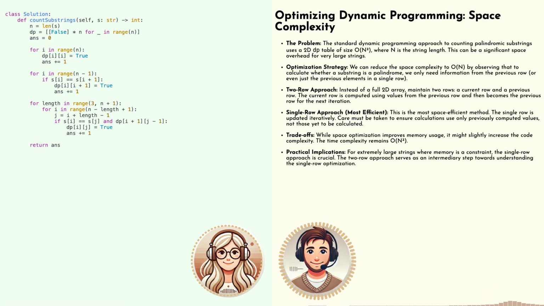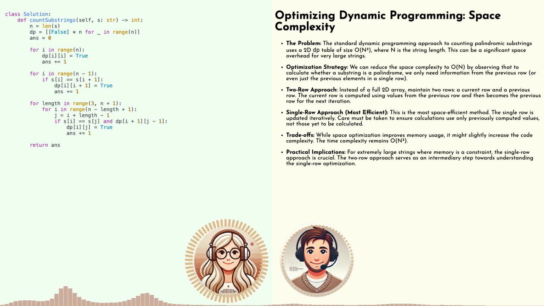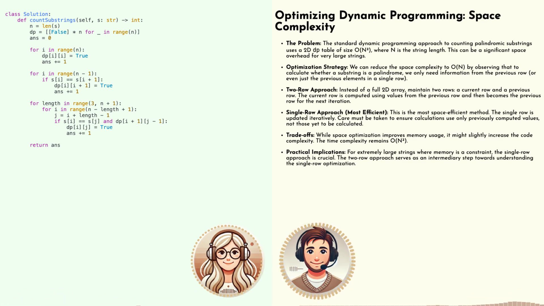We start with single characters, then pairs, then triplets, and so on. Right. So each row in the table represents substrings of a specific length. Exactly. And to figure out if a substring of, say, length 5 is a palindrome, we only need the results from the row for substrings of length 4. Okay. We don't care about the results for even shorter substrings anymore. So we're saying we only need to keep track of the previous row while we're calculating the current one.